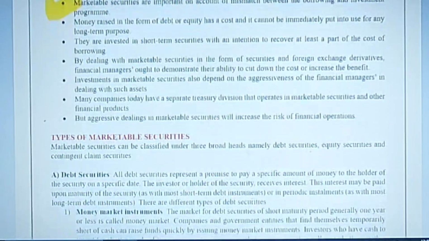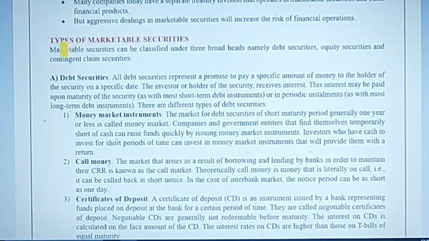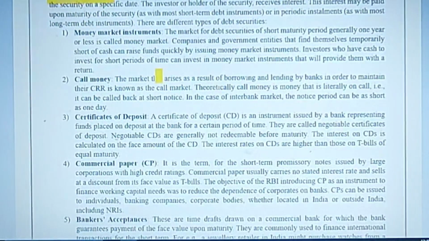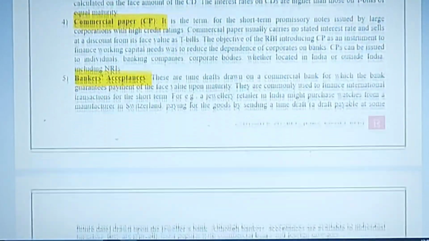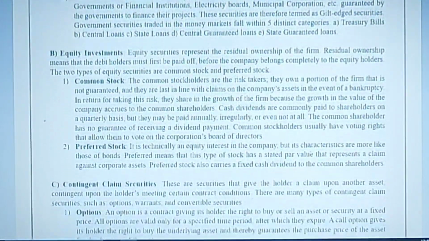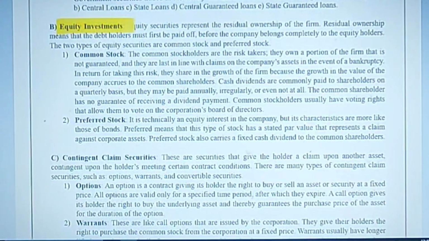And the next topic is the different types of marketable securities which are available in the market. Like in debt securities we have again sub classification, like money market instruments are there: call money, CD, certificate of deposit, CP, commercial paper, and bankers. We have already read about this at college and school level. I don't think it will be a problem. And while doing equity investments, we can go for common stock, which is very popular among the people, and we have preferred stock also.